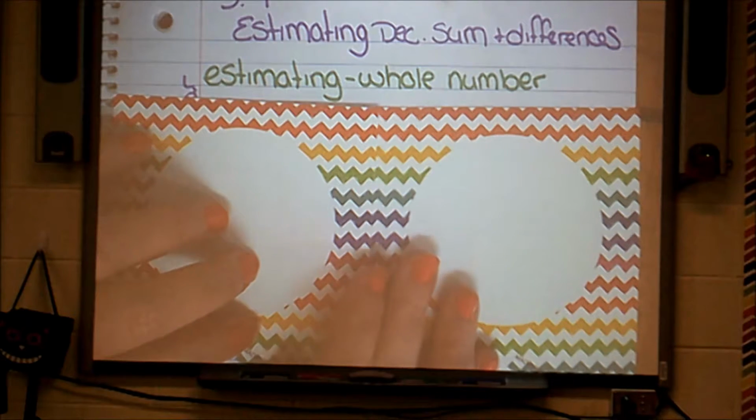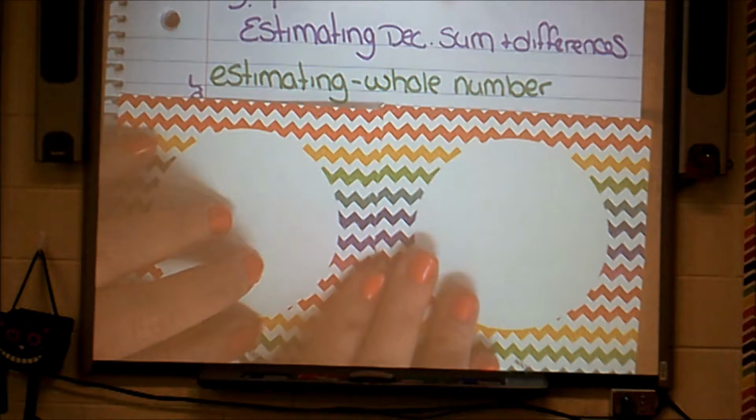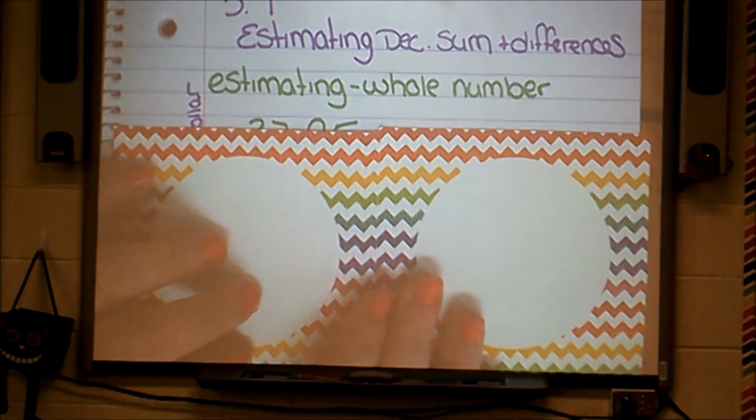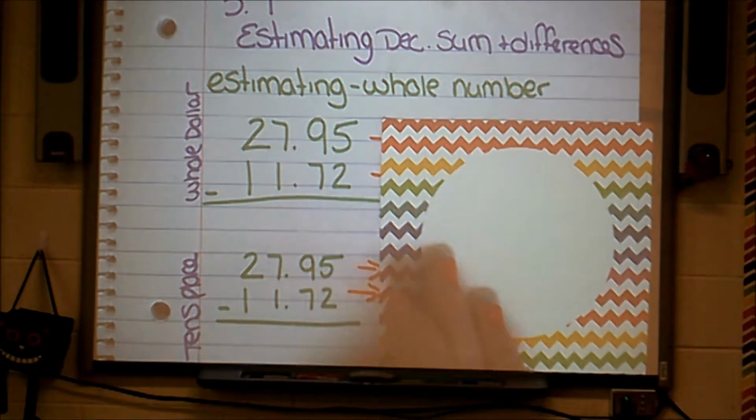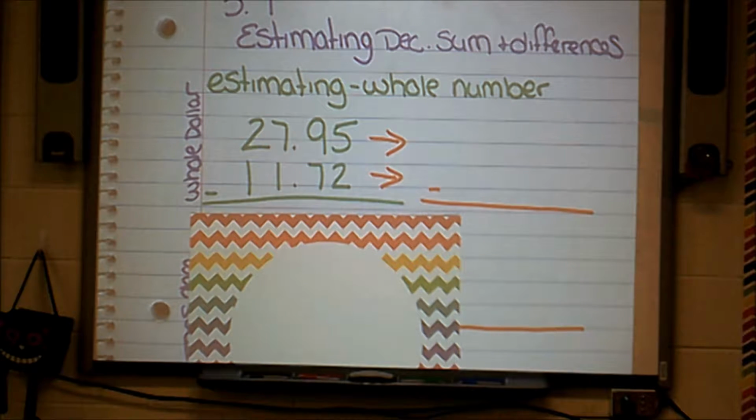So the first thing we're going to be talking about today is estimating to whole numbers. We're going to take decimals like this and we're going to change them and we're going to estimate them to the nearest whole number, the nearest whole dollar. And then we're going to do whatever the sign says, whether it be add or subtract. In our case, we have a subtraction sign there, so we're going to subtract.